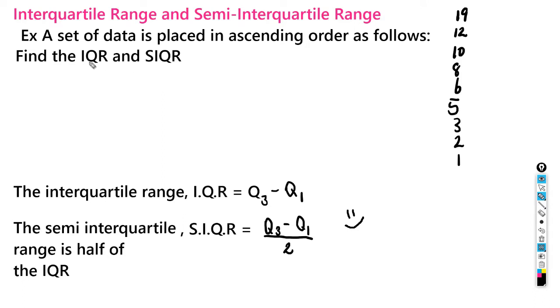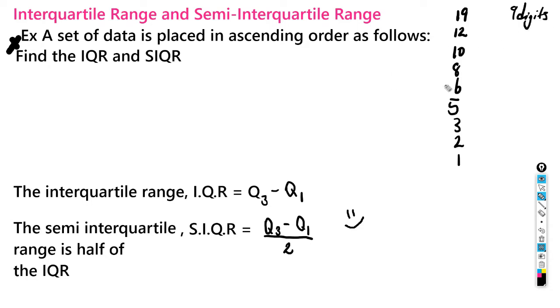Alright guys, so now we're going to look at a little example. It says a set of data is placed in ascending order as follows: 19, 12, 10, 8, 6, 5, 3, 2, 1, and it says find the IQR and the SIQR, okay? So the first thing we need to do is find Q1, Q2 and Q3. So we can see here that it's 1, 2, 3, 4, 5, 6, 7, 8, 9 numbers, right? So it's 9 digits.